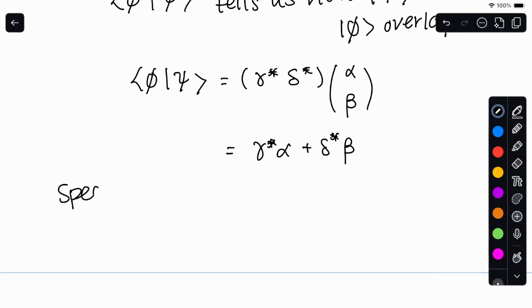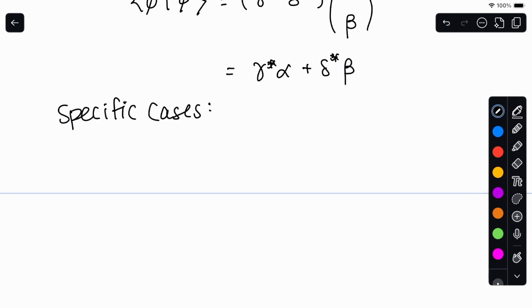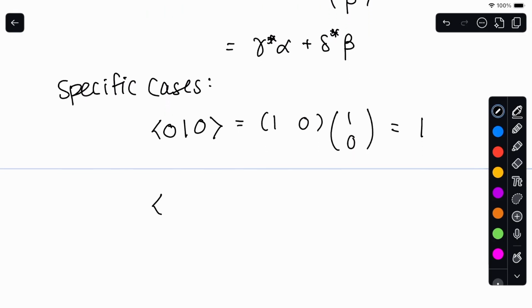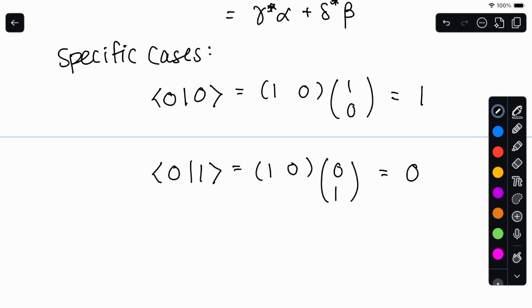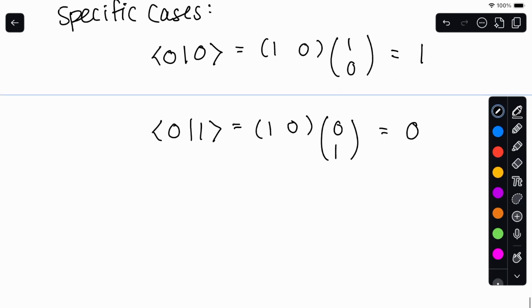Now we can think about some specific cases. For instance, we can have the inner product of 0 with itself. If we write that out, it will look like this, and we get 1. That makes sense. That state should 100% overlap with itself. We could also consider the inner product of 0 and 1, and in that case, we would get this, and that would be 0. That also makes sense. 0 and 1 are complete opposites, so they should have nothing in common, no overlap.